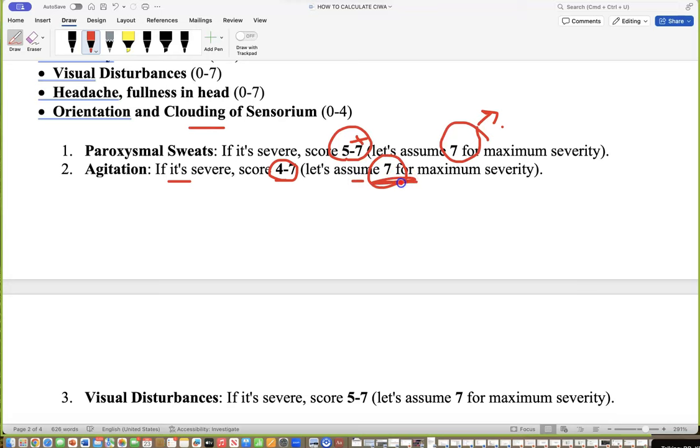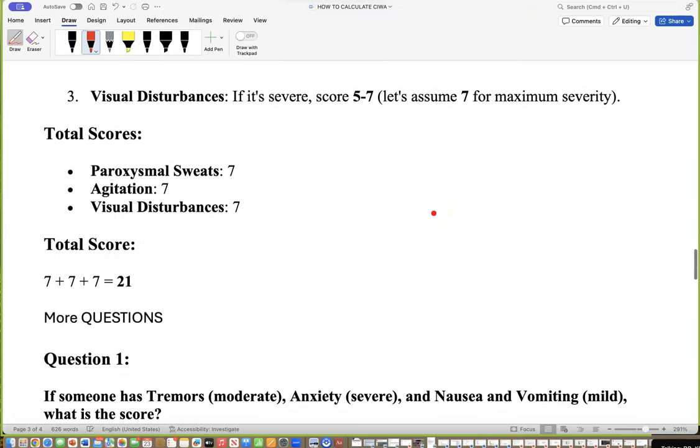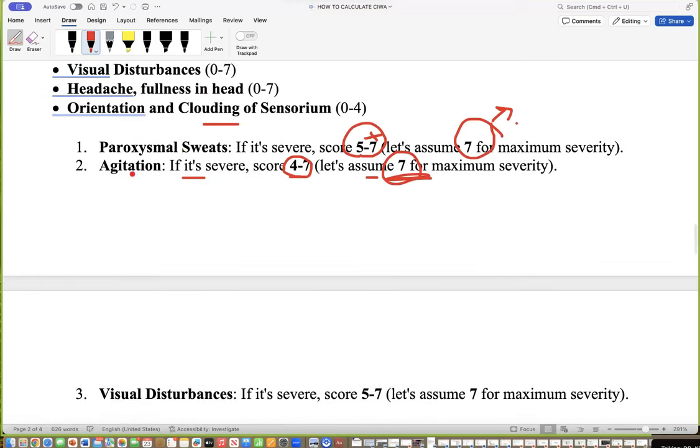So 7 is going to be the maximum for severity. So if you get a severity question, you are using that severe number to do what? To calculate. Now, let's talk about the total score question.